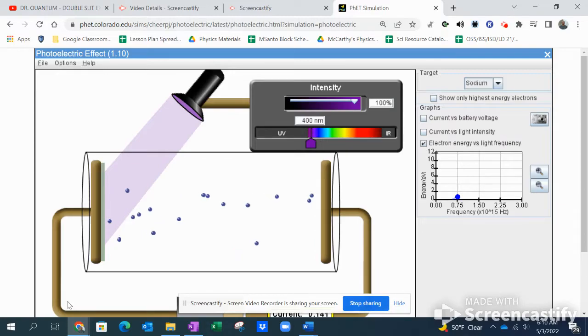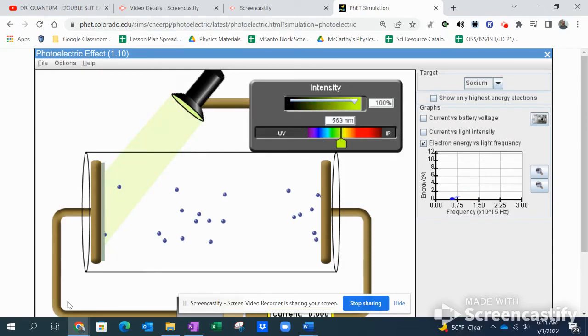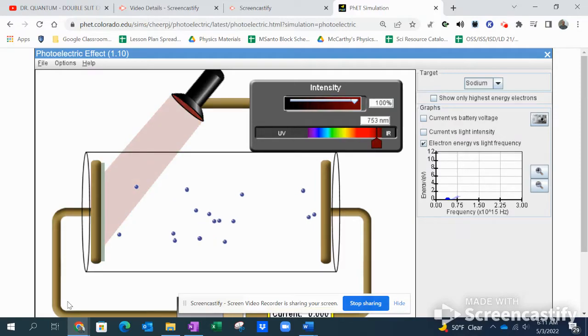So essentially you have all these photons colliding with the sodium, exciting the sodium's electrons, getting past their work function, giving them enough energy to travel across the cathode. Okay, now if I change the frequency here, I'm making the wavelength longer, which means I'm making the energy of the light smaller and the frequency of light smaller. We see ultimately, as I go to red, that this stops occurring.